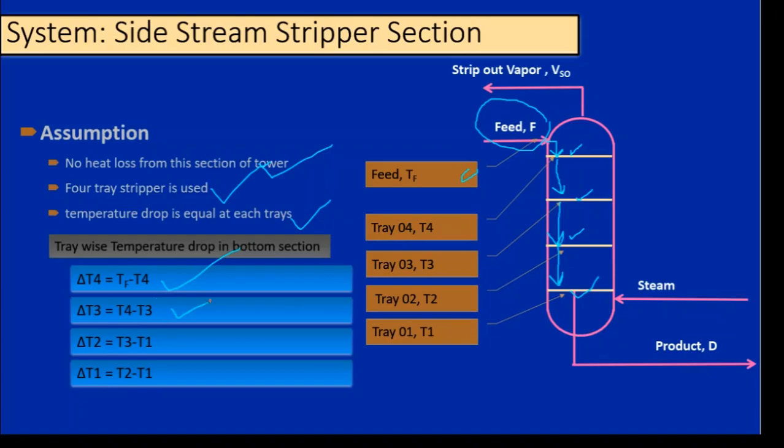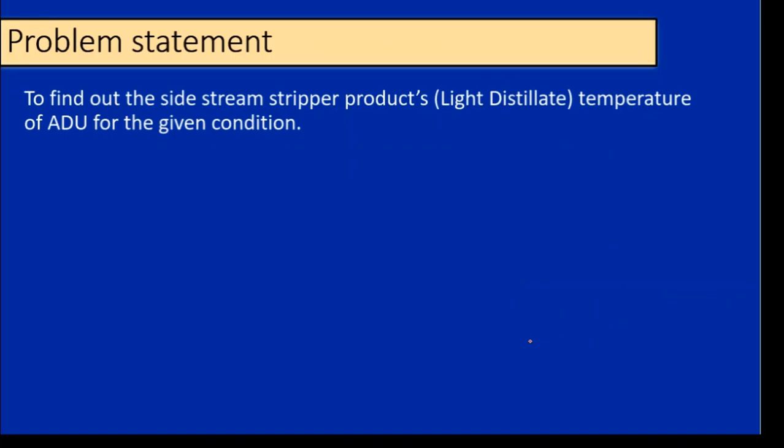So you can see here delta T4, delta T3, delta T2 and delta T1. These are the temperature drops. We have assumed all these temperature drops are equal. Meaning if the temperature drop from the feed to the first top tray is 5 degrees, then the same temperature drop will be everywhere.